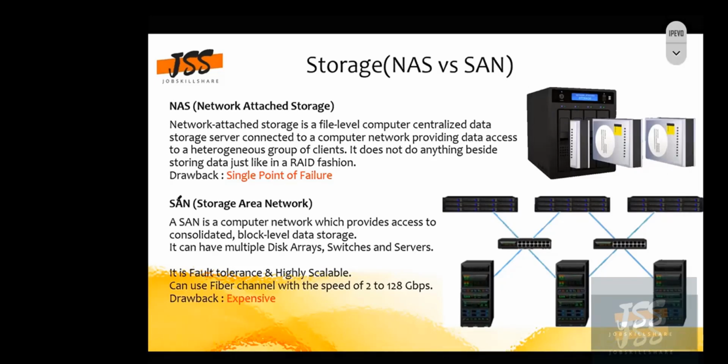The only drawback in SAN, as Danish was discussing about those SAN devices, is that it's very expensive. And by the way, these things they are using are fiber channels. Why? Because we need more speed. As you can see, it can start from 2 all the way up to 128 gigabits per second.